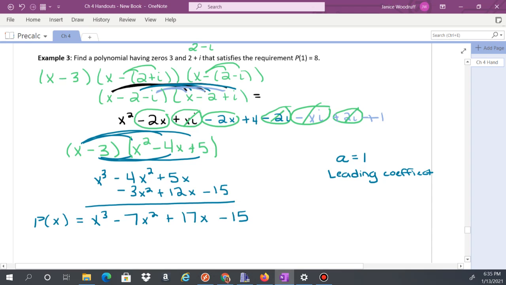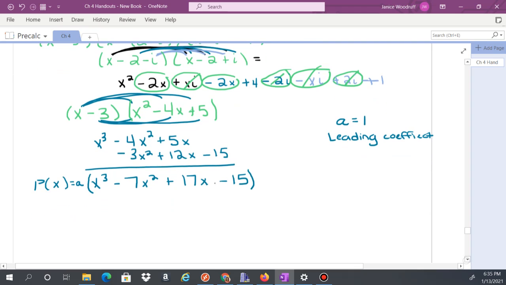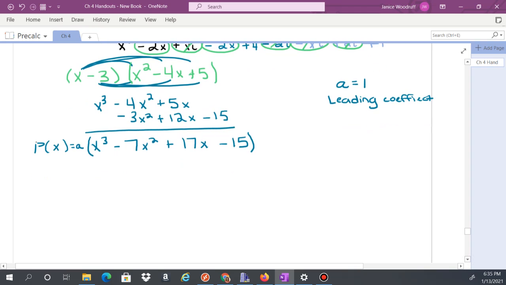So what you're going to do is you're going to take this and put this in parentheses. You need to find a new leading coefficient, okay, because it's not 1. And the way we find that is we use the P of 1 equals 8, which means the x is 1, the y is 8. So the input is 1, meaning I put 1 in for all of these x's. The output is 8. Okay, so that means that this becomes 8. I have the a, and then all of these x's become a 1. So I'm trying to find a in this case.